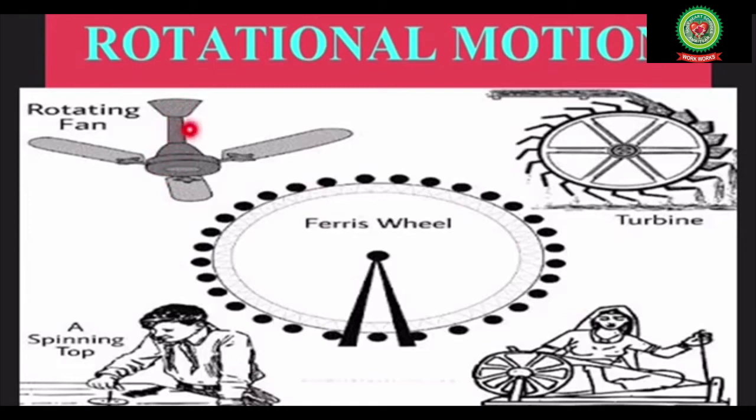It will rotate this whole fan about this fixed axis. Because this body is fixed, so on the application of force at a suitable point, it will rotate about this axis. In the similar manner, a turbine also rotates about its fixed axis, which is here. Right? And in the similar manner, a Ferris wheel also rotates about this fixed axis.